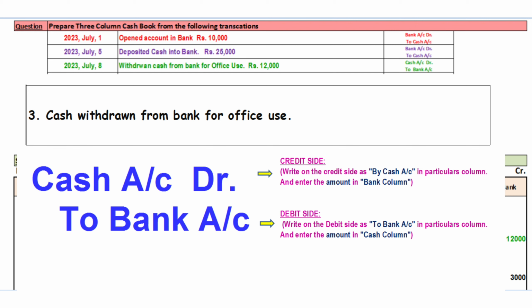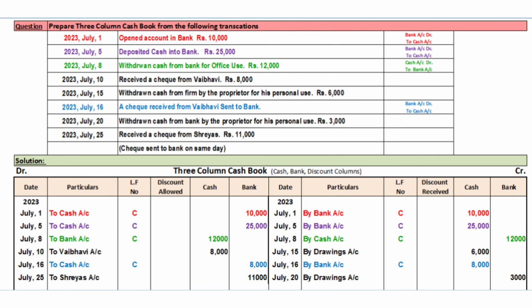So how to enter this entry? Cash is on the first side in the journal entry. Now transfer to the second side, and bank is on the second side in the journal entry. Now it is transferred to the first side in the 3-column cash book, and the amount is to be entered oppositely. That means when we write cash, the amount is entered in the bank column, and when we write bank, the amount is entered in the cash column. In the LF column we can mention C. C means contra entry.